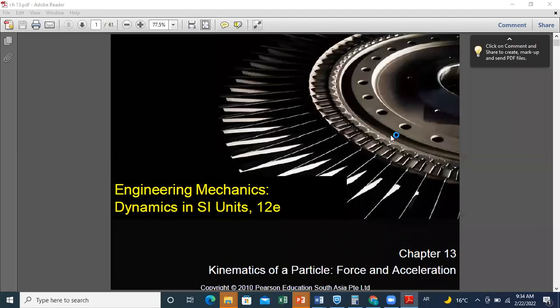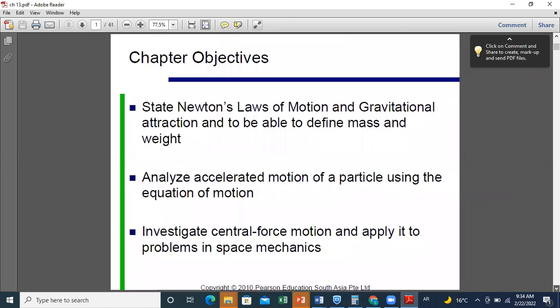We will deal with relations between force and acceleration. So we'll deal with kinetics of a particle. The objective of this chapter is to know how to apply Newton's law in different types of coordinate systems. We have already developed in chapter 12 Cartesian coordinates, normal tangential coordinates, and cylindrical coordinates.